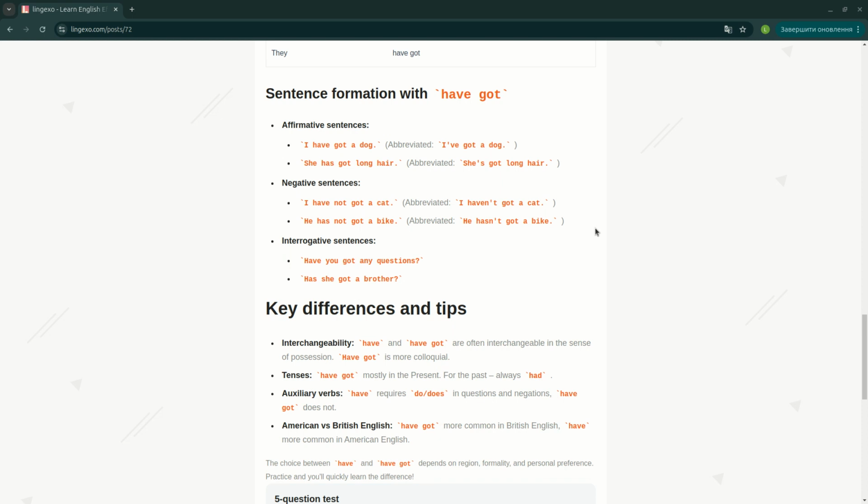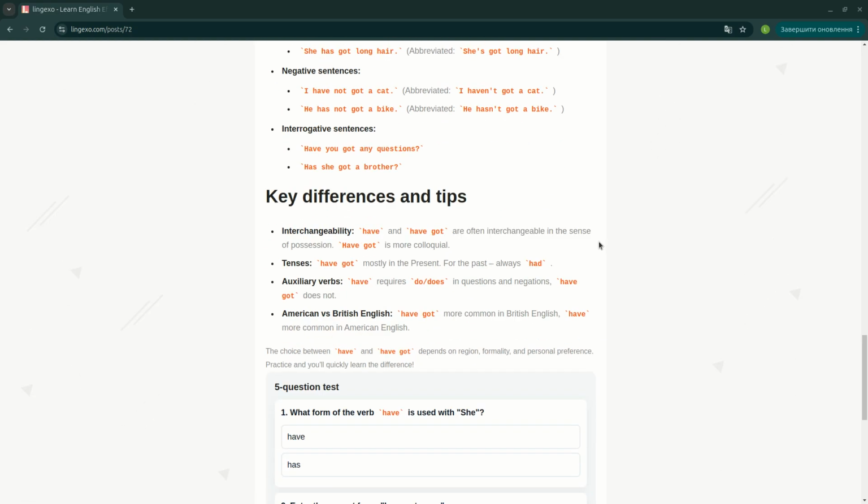Let's summarize the key differences. Have and have got often mean the same thing when talking about possession. Have got sounds more informal and conversational. Have is used in all tenses, but have got is mostly present tense. Have needs do or does in questions and negatives. Have got does not need auxiliary verbs.